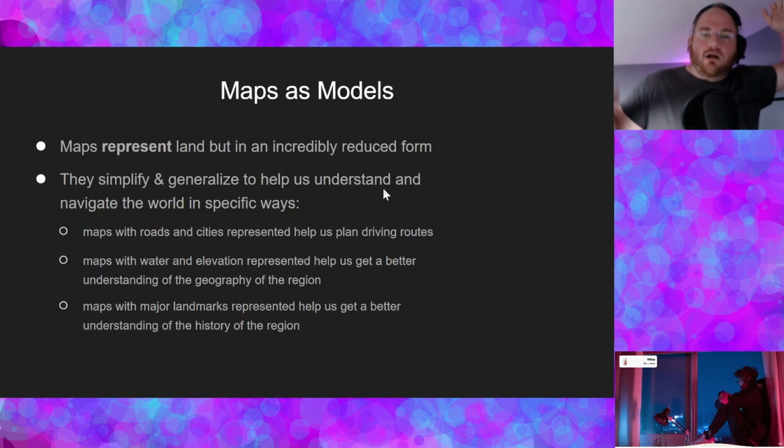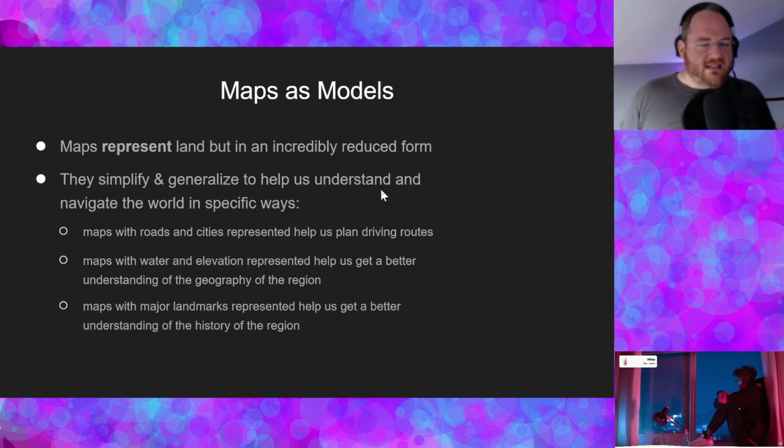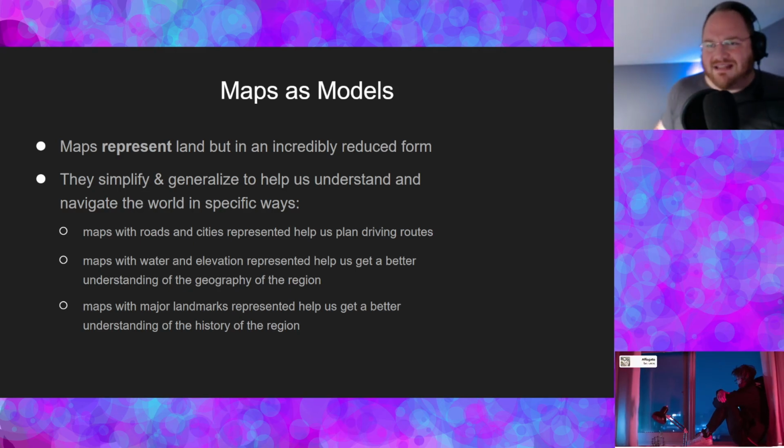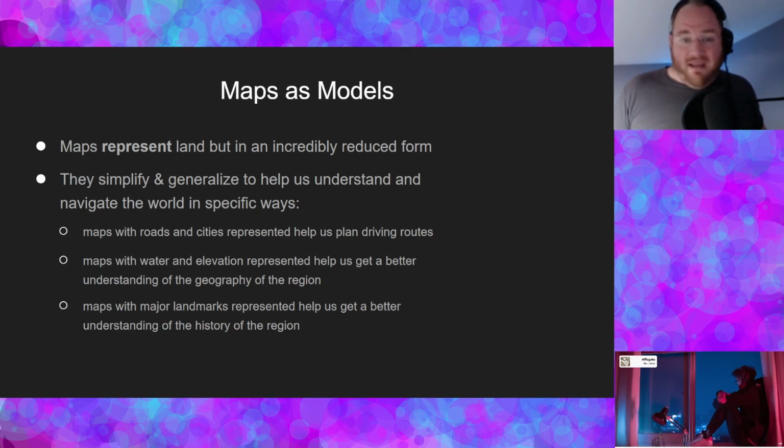So maps are models, right? They represent land, but in this super reduced form. They simplify and generalize concepts that are a little bit too unwieldy on their own, and then they help us navigate the world in specific ways. And in science, they help us make certain predictions.